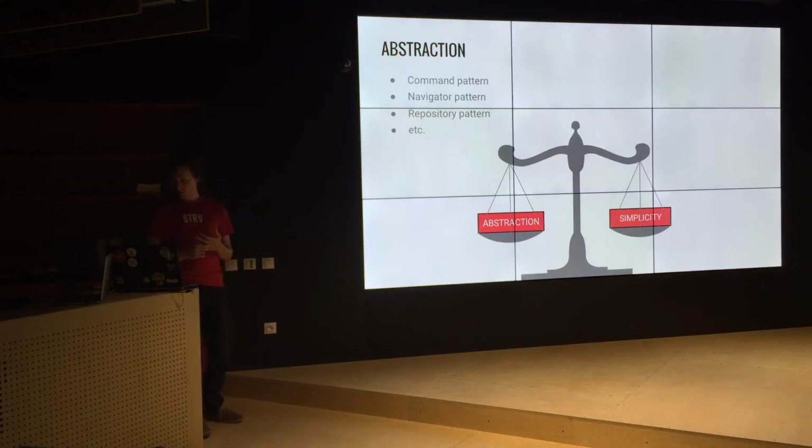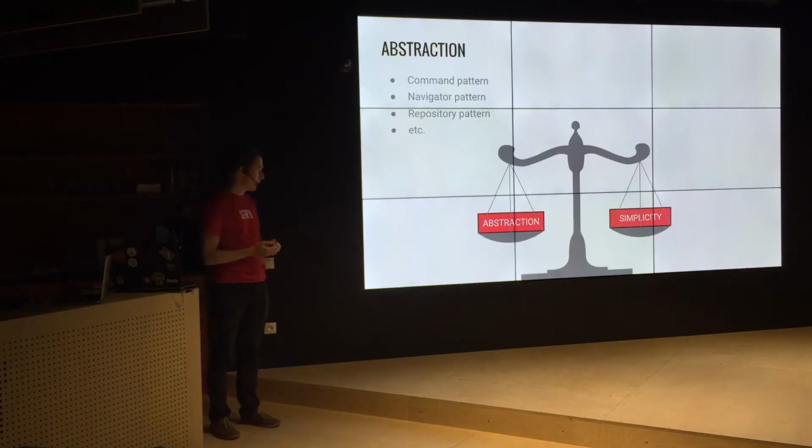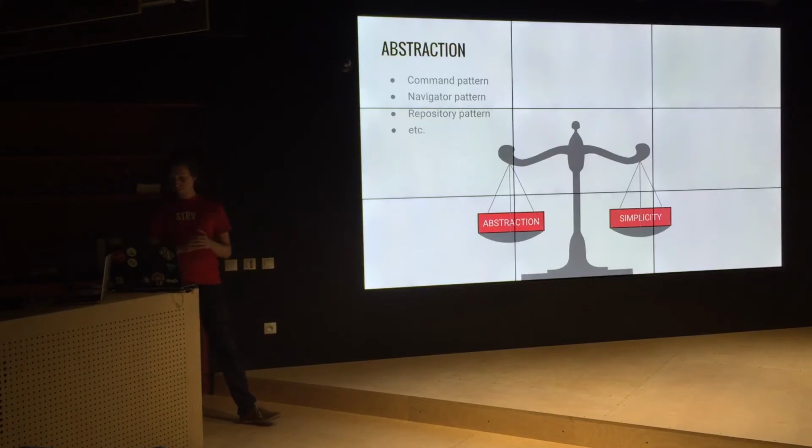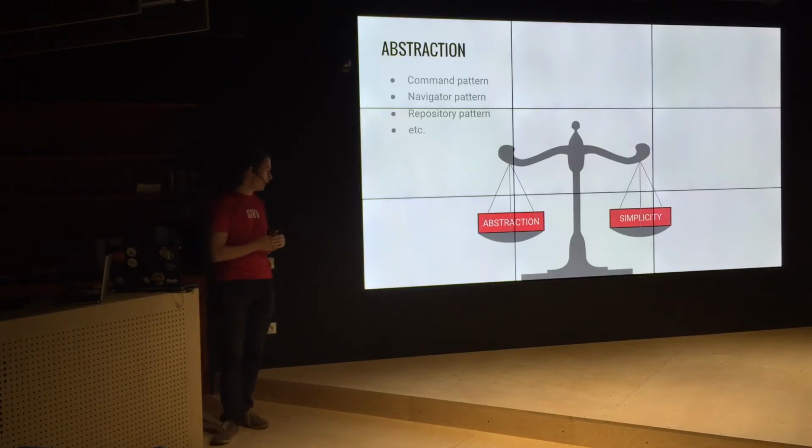But I think that it's important to find some balance between abstraction and simplicity, because the more abstraction we have, the cleaner code we have. But on the other hand, our code or our architecture will be more complex. So we have to find some balance. I think that for a small application, it's better to keep it simple and not use too much abstraction. And for bigger projects and bigger applications, it makes sense to use abstraction.